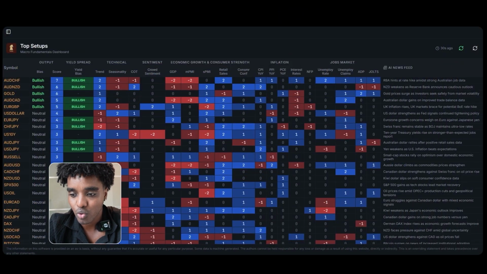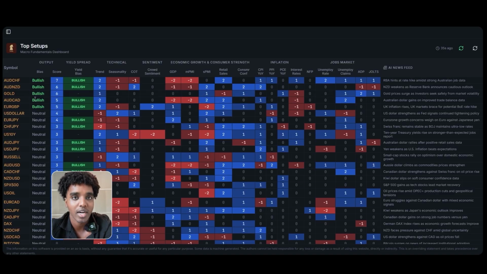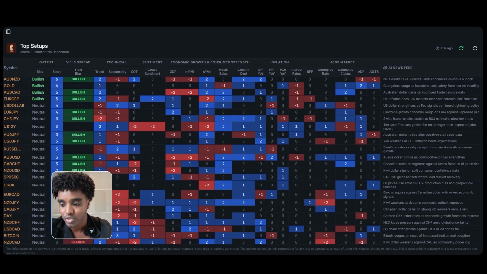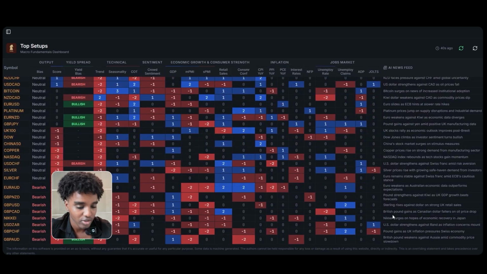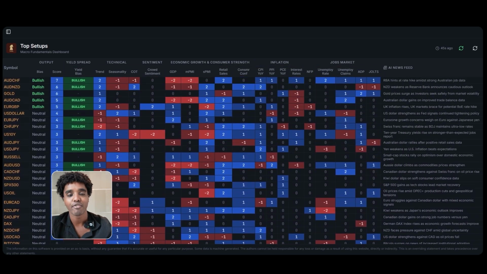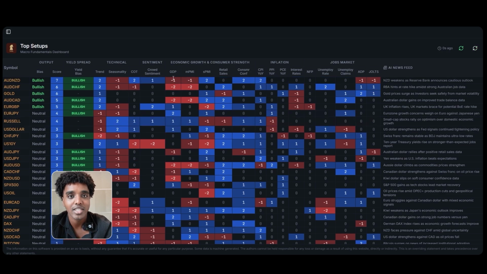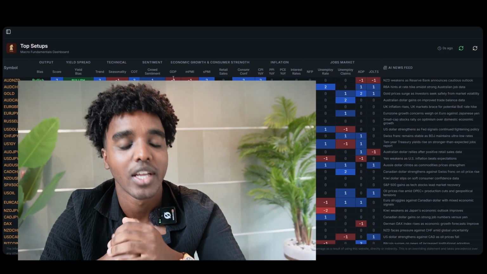Every Sunday before analyzing 28 random markets, I always take a look at my fundamental dashboard. Now this dashboard tells us which pairs have a fundamental bullish bias, neutral bias, and a fundamental bearish bias, and it does this by looking at every macro factor that can impact a market. It will look at the yield bias, the trend, seasonality, COT, GDP, and much more. It looks at 18 macro vectors, and when 14 out of 18 macro vectors align, it will give us a bullish or a bearish bias, right?